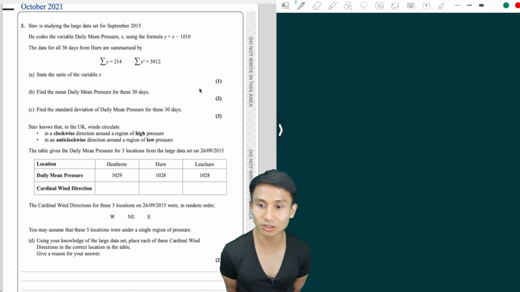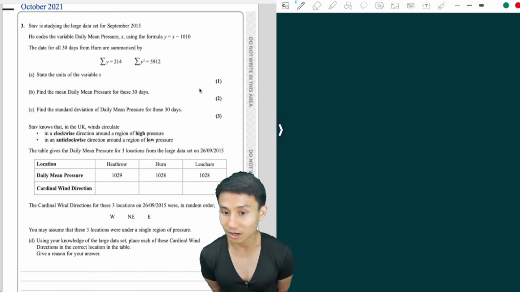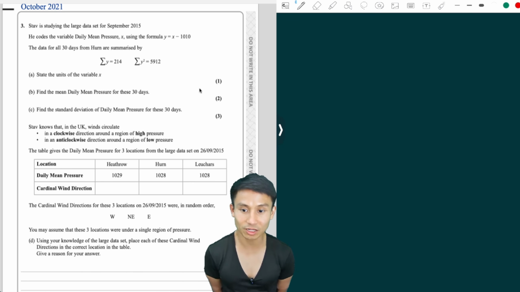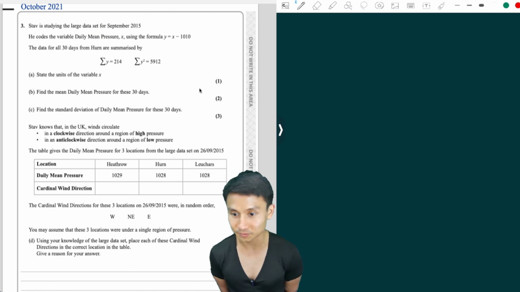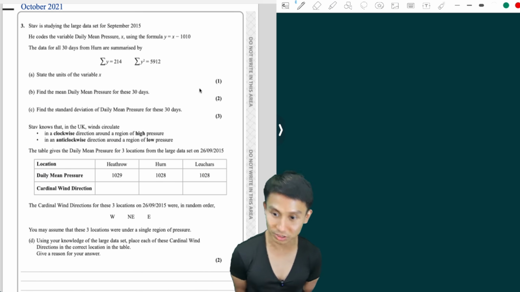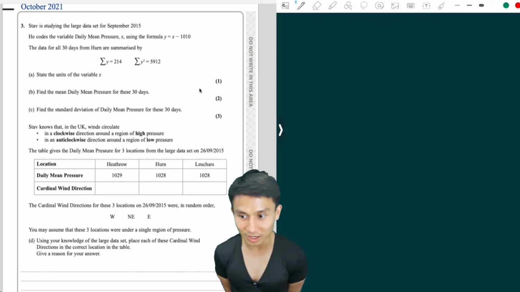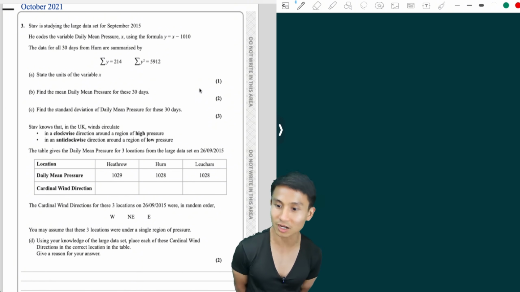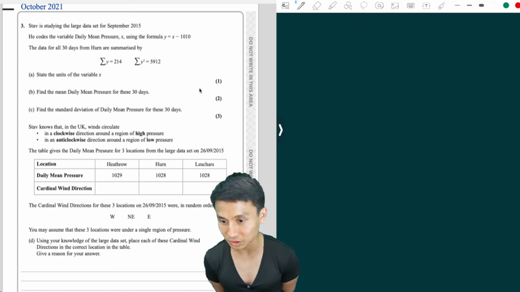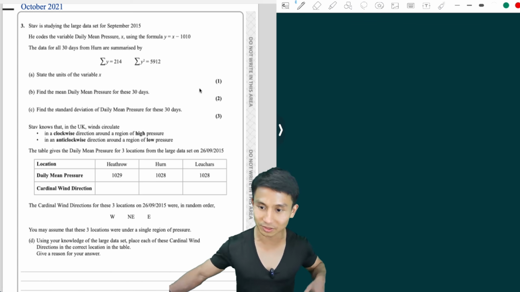The cardinal wind directions for these locations are, in random order, west, northeast, and east. You may assume that these three locations were under a single region of pressure. Right, so that's a good hint there. D: using your knowledge of the large dataset, place each of these cardinal wind directions in the correct location in the table. Give a reason for your answer.